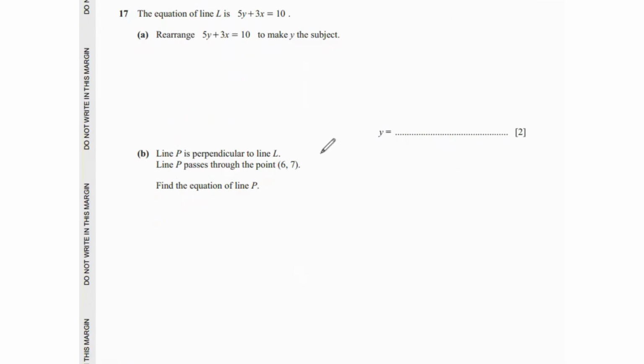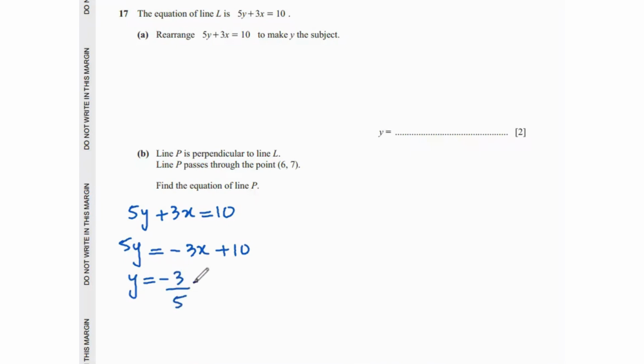So if line P and L are perpendicular, we need to first figure out what the gradient is of line L. Line L is 5y plus 3x equals 10. Let's convert this into slope-intercept form to figure out the gradient. So 5y equals negative 3x plus 10. y equals negative 3 over 5 x plus 10 over 5. This is your equation in slope-intercept form. Slope is the coefficient of x, so that's negative 3 over 5.